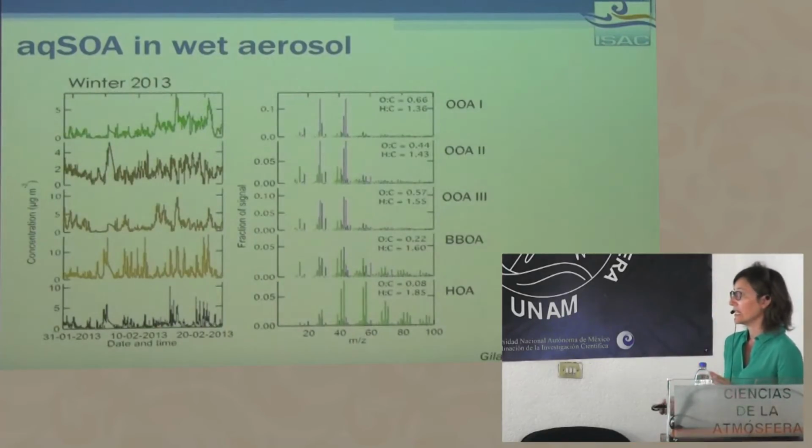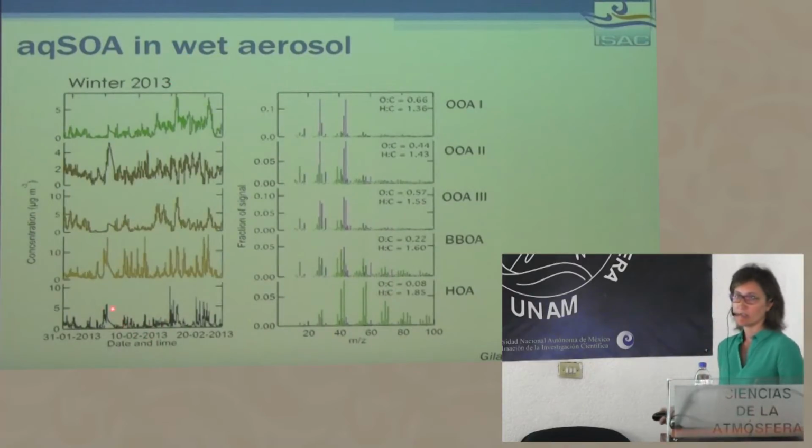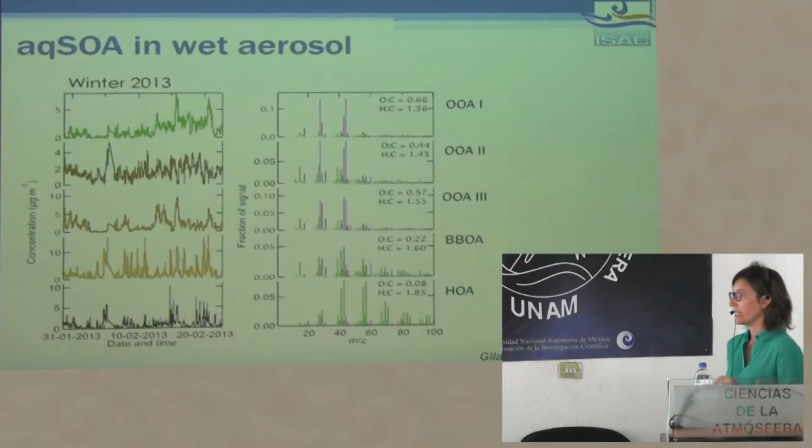And these are the results. Very quickly, on the left axis, the time trends of the different components, and on the right side, the mass spectra of the different components. So we were able to identify a hydrocarbon-like organic aerosol component, which relates mainly to traffic, a biomass-burning organic aerosol, which is mainly related to the use of wood burning for residential heating, and then 3 different kinds of oxidized organic aerosol or secondary organic aerosol.